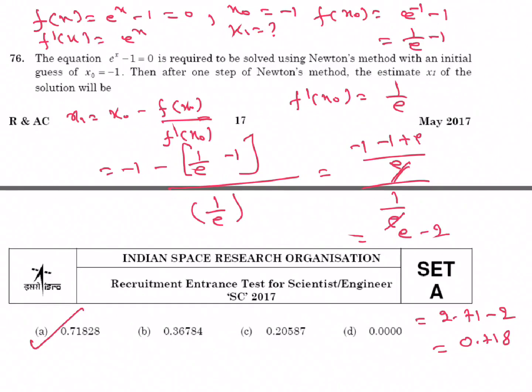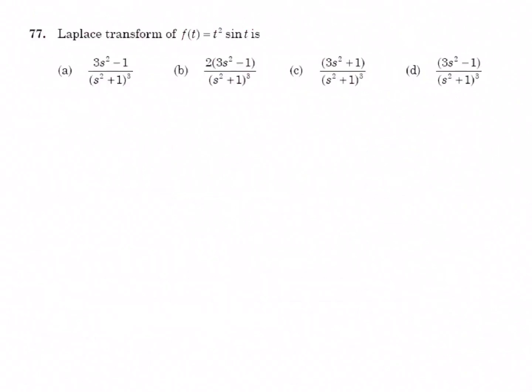A is your correct answer. Laplace transform of f of t, it's equal to t square sin t. So here t square is given, so 2 times we have to do the differentiation. F of t is t square sin t.